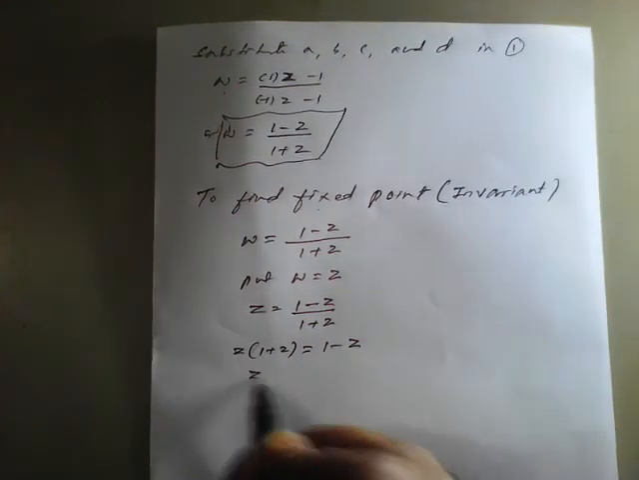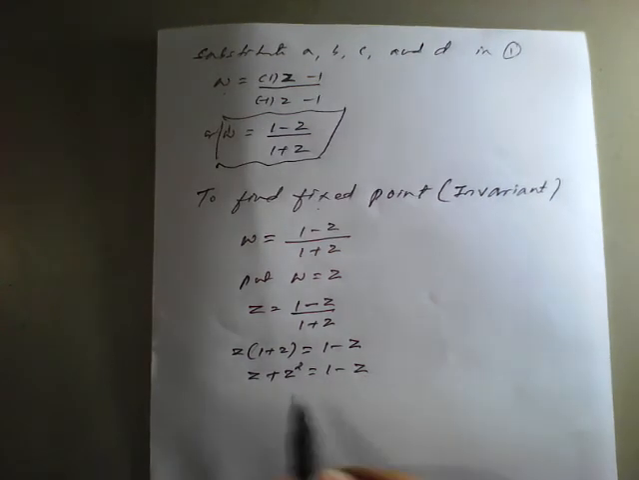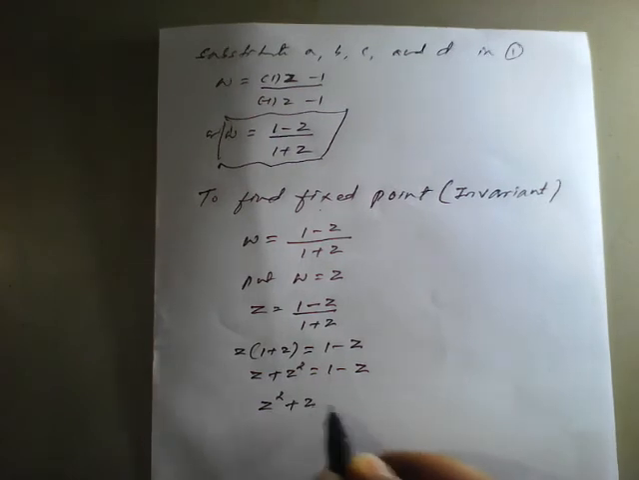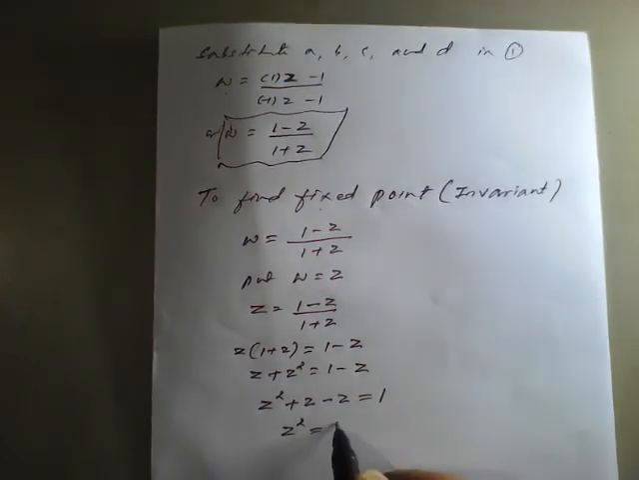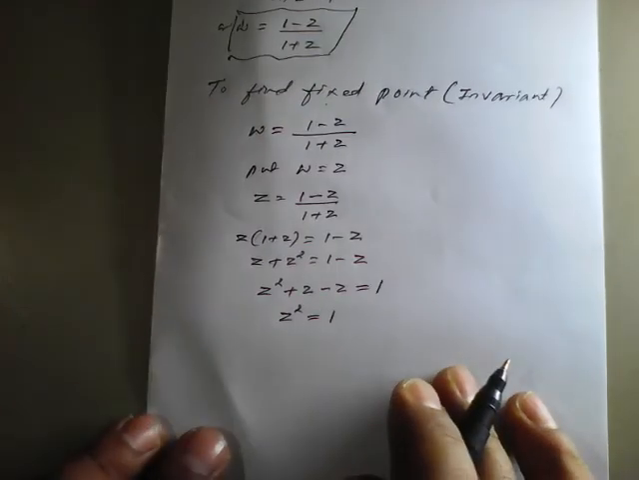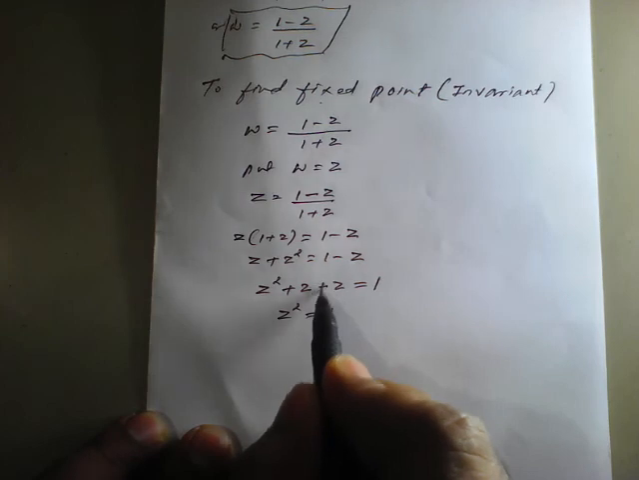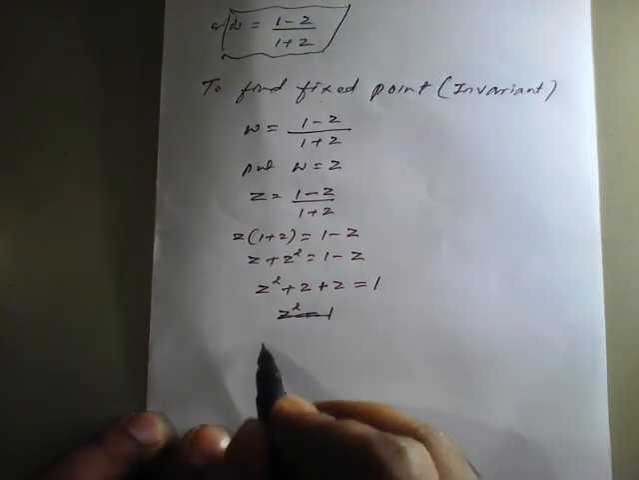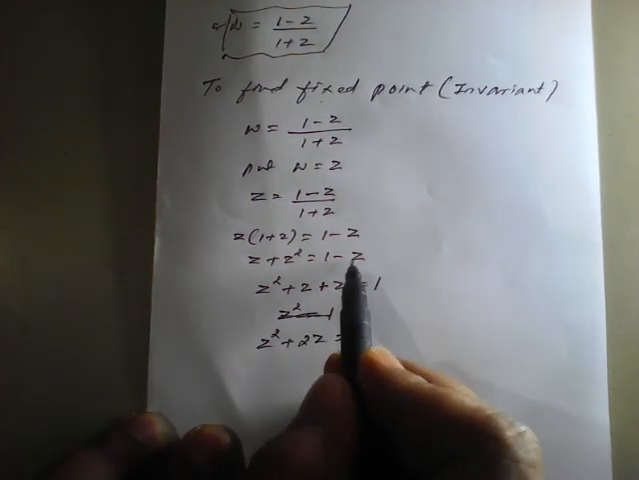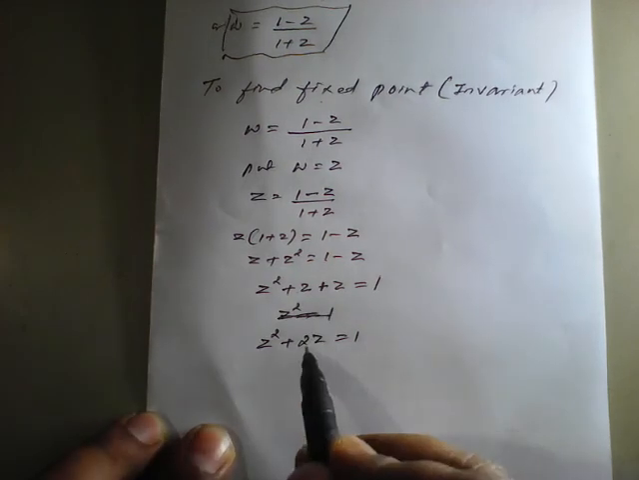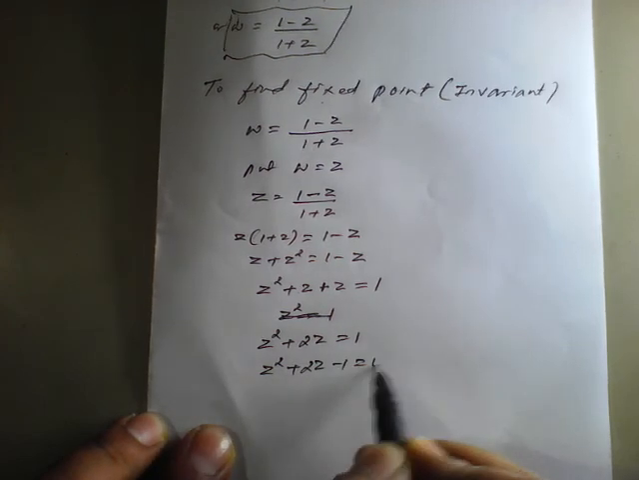Open the bracket. z into 1 is z plus z into z is z square, is equal to 1 minus z. Rearrange. Okay, correction: if you shift this minus z to the left hand side, it will become plus. So z plus z is 2z equal to 1, or z square plus 2z minus 1 equal to 0.